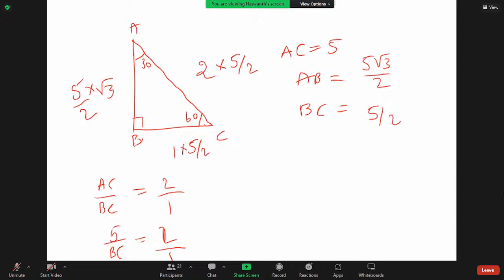So what I am doing: according to the ratio 1 is to root 3 is to 2, if AC is 2 units, we know what the other sides are. But we need to know the lengths if AC is 5 units. To make this 2 as 5, I am multiplying by 5 by 2. Whenever you are multiplying a term, multiply all the other terms also.